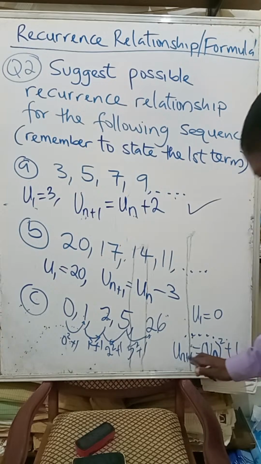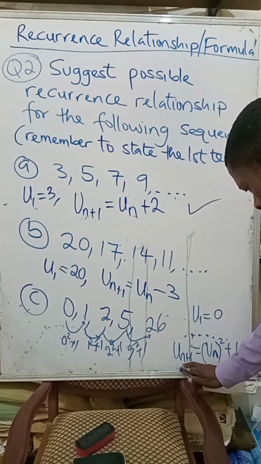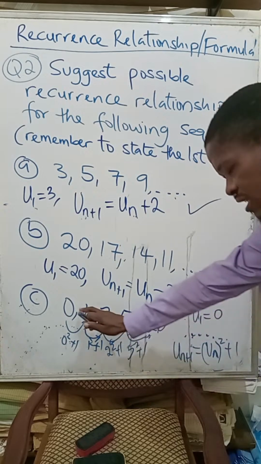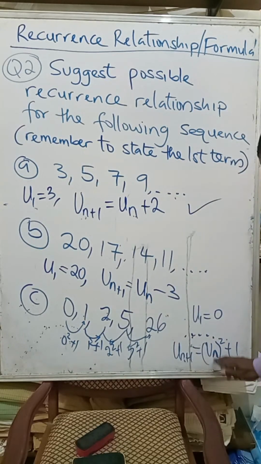For the first one, n is 1. Put it here. That will generate the second one. That will be U2. So here that will be U1 squared, which is 0 squared plus 1. So that's that.